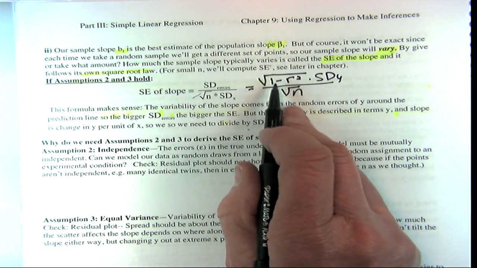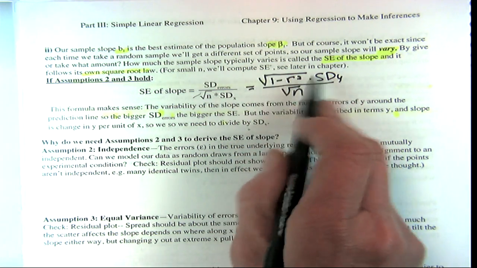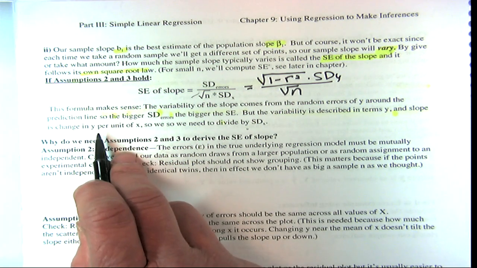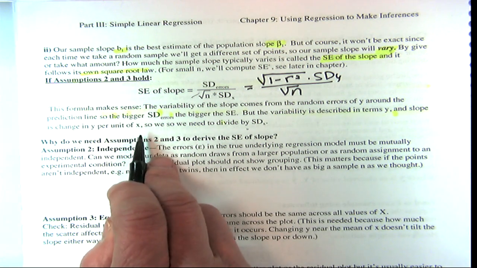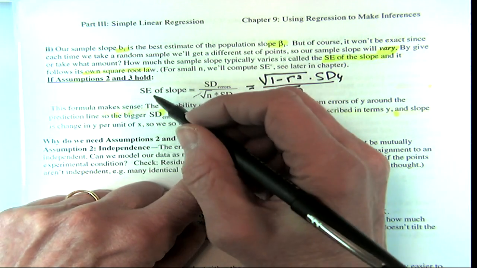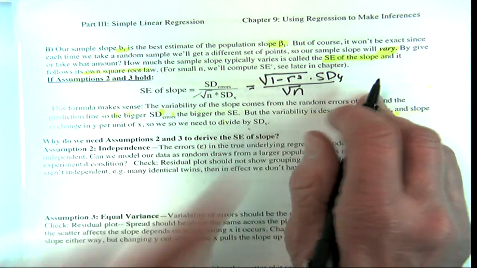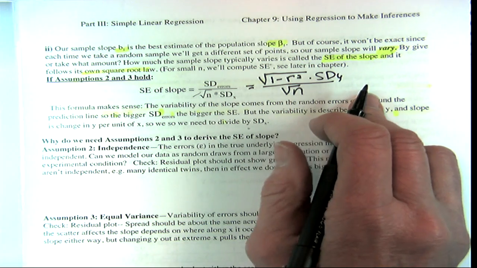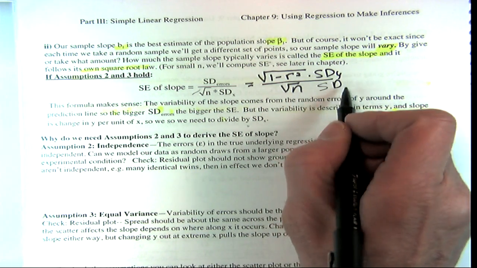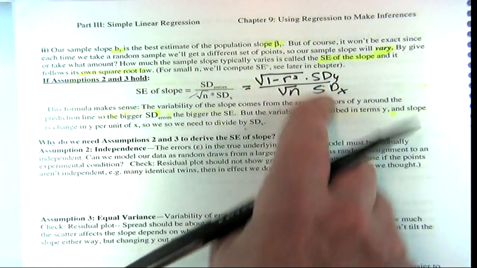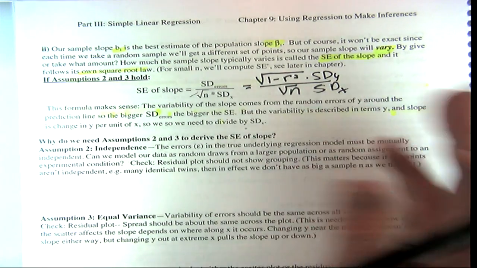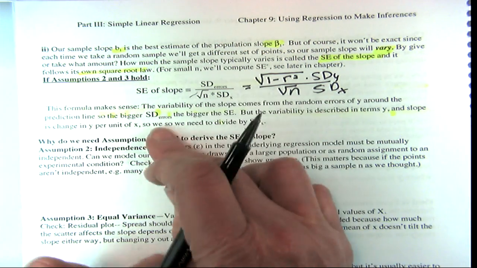This standard deviation of the errors is described in terms of y, and slope is change in y per unit of x. So we need to divide by SDX. This is the standard error of the slope. You're going to say the slope is such and such plus or minus such and such. It has to be in the same units of SDY over SDX, because that's what the slope is in. So that's to make the units right, and that's where that formula makes sense.